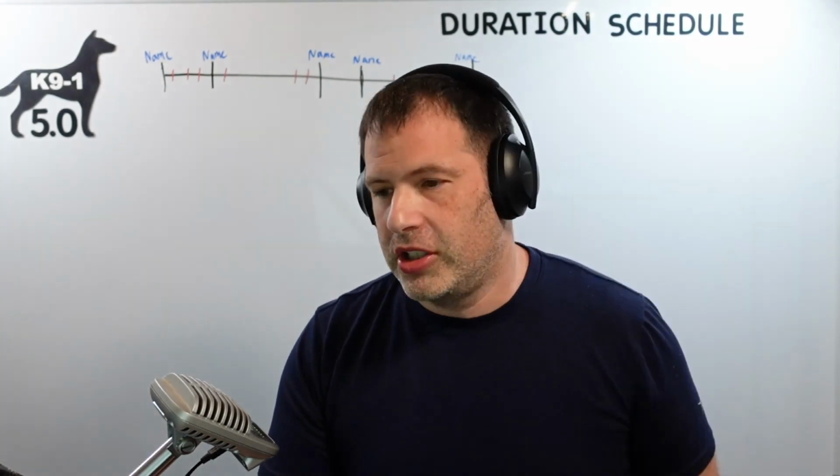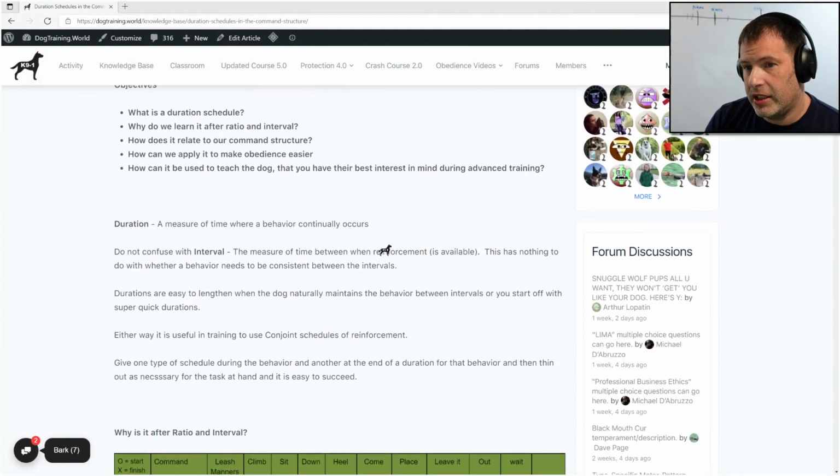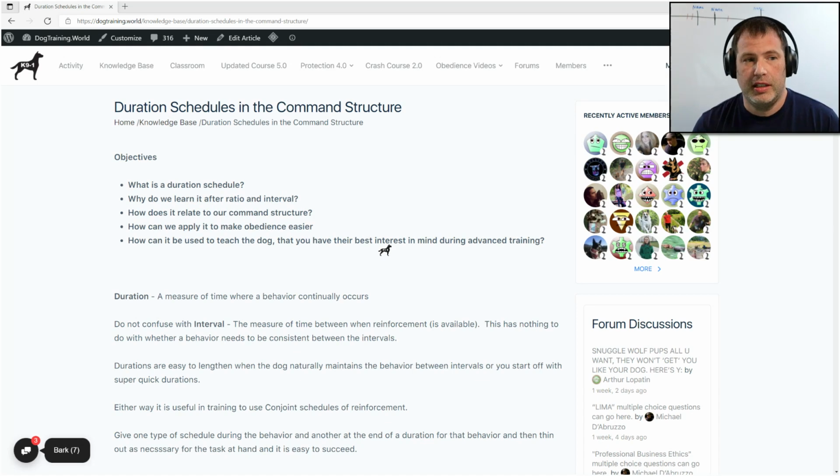What we're going to be working on today are duration schedules and the command structure. Our objectives for today are: number one, what is a duration schedule? And why do we learn it after the ratio and interval schedules? And how does it relate to our command structure? How can we apply it to make obedience easier? And how can it be used to teach the dog that you have their best interest in mind during the advanced training?